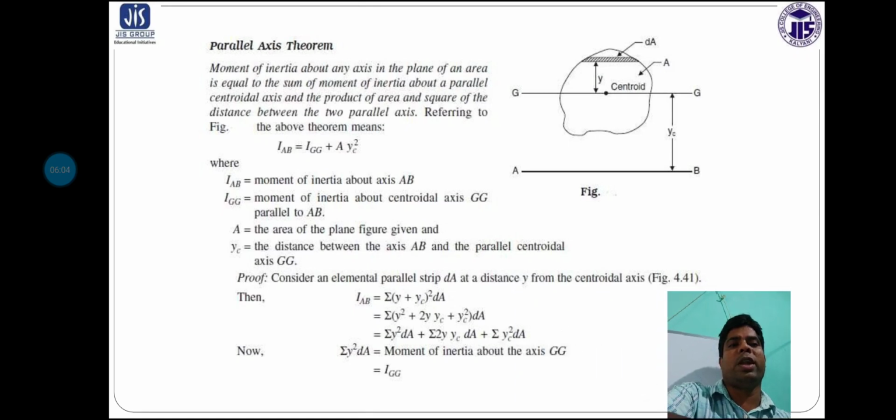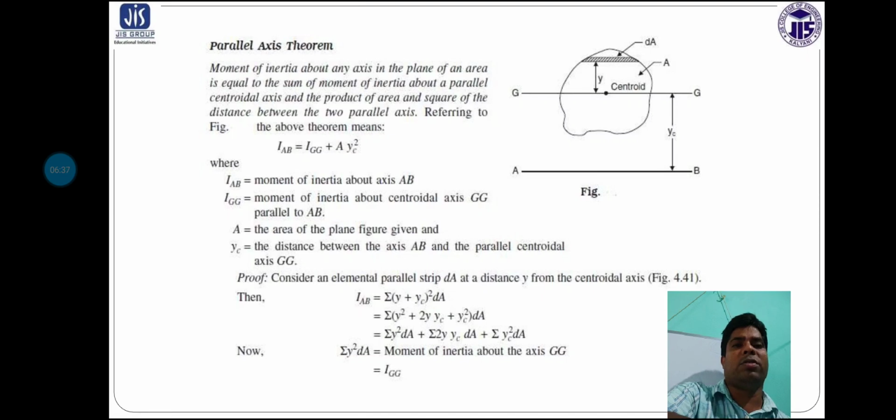Next point is the parallel axis theorem. In the parallel axis theorem, the moment of inertia about any axis in the plane of an area is equal to the sum of the moment of inertia about a parallel centroidal axis and the product of area and the square of the distance between the two parallel axes.